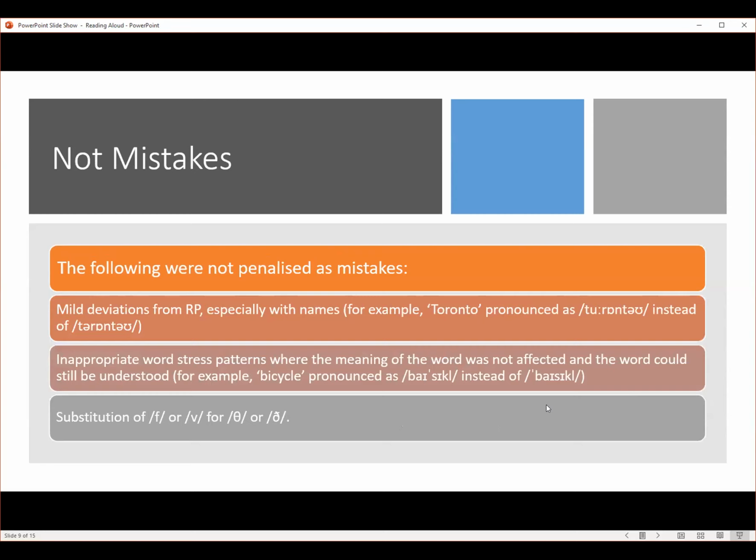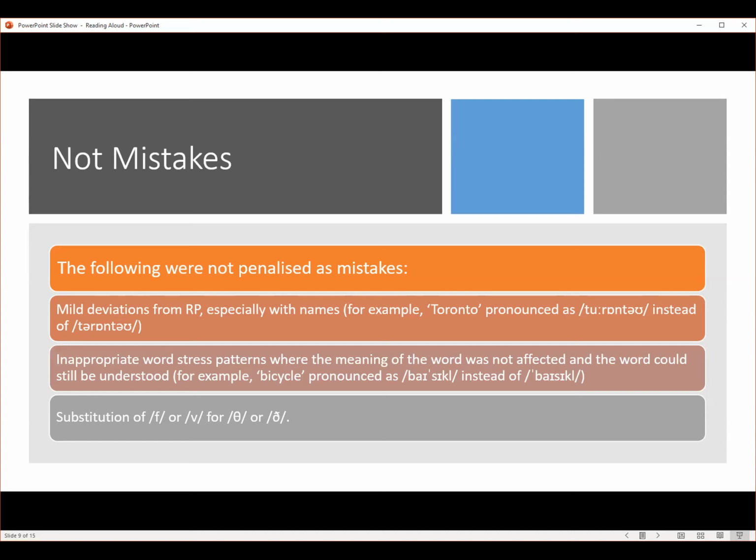So I didn't think that, for example, with names, if there was mild deviation from received pronunciation, this kind of base standard, that would be okay. So if the students didn't really know that you'd say Toronto instead of Toronto, I didn't really mind too much there, because it wouldn't get in the way of understanding too much.